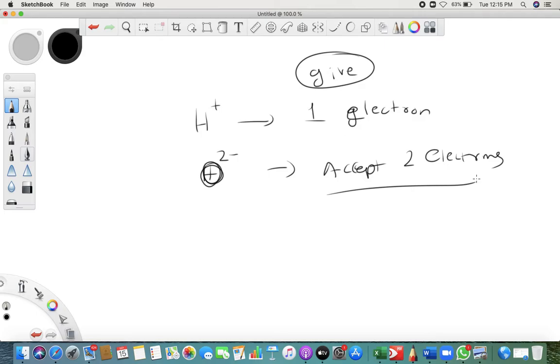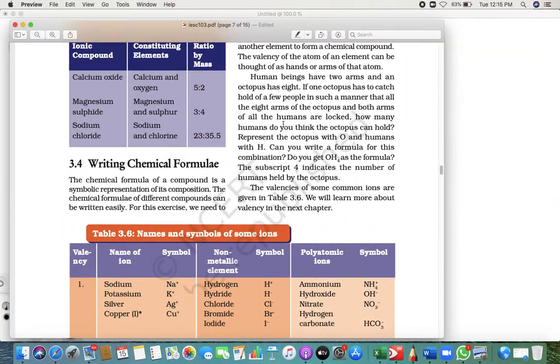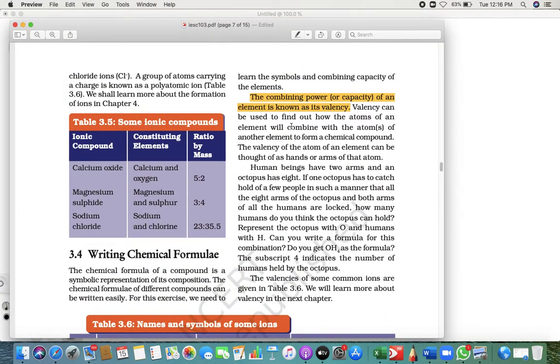So what we have to do here is, this we call a valency. Valency, as I said, is the combining capacity of an element, known as its valency. Valency can be used to find out. Now, very simply they have explained it, but it is very beautiful. They say the valency of an atom of an element can be thought of as the hands or arms of an atom.